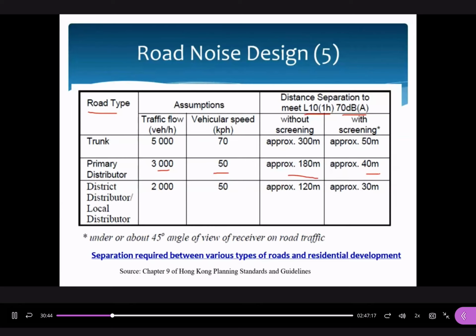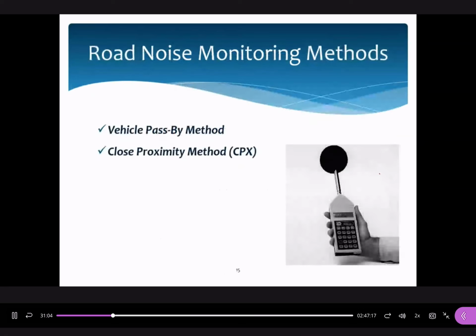But both conditions are difficult to achieve, because space in Hong Kong is limited. So this is just for your reference, and they are based on standard acoustic knowledge for the calculations. How do we do road traffic noise monitoring? There are 2 approaches. The first is the vehicle pass-by method, and the second is the close proximity method. What is the difference between them?